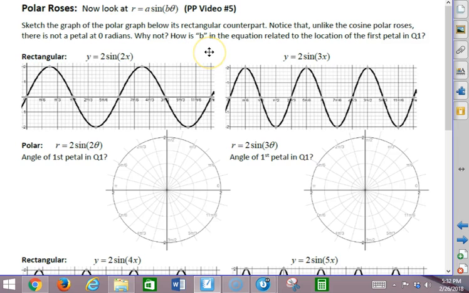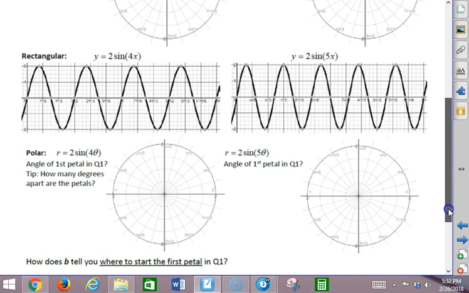Okay, in class I had students do this without my help, but let's see if we can do this kind of quickly together. We want to sketch the polar graph below its rectangular counterpart. So here we have y equals 2 sine of 2x. Here we have polar r equals 2 sine of 2 theta. 2 sine of 3x, 2 sine of 3 theta. And then we have 4x and 4 theta and 5x and 5 theta.